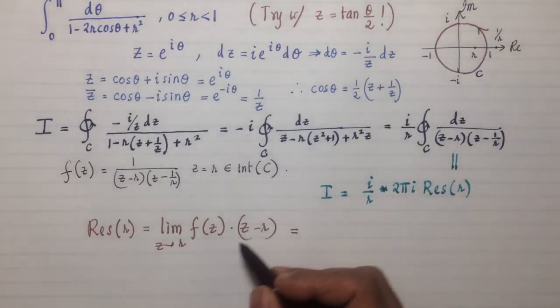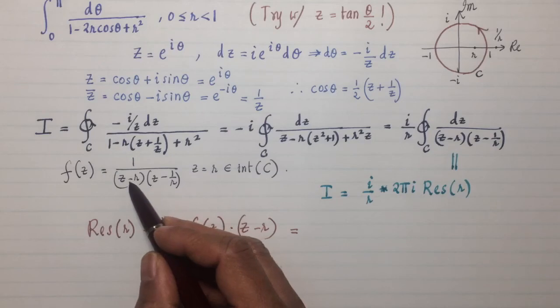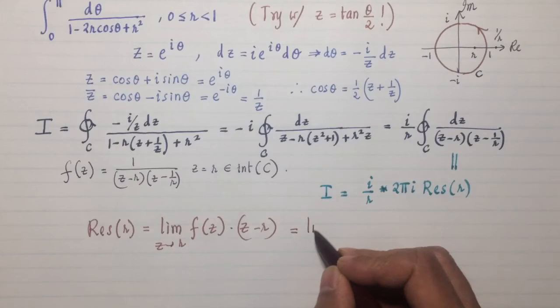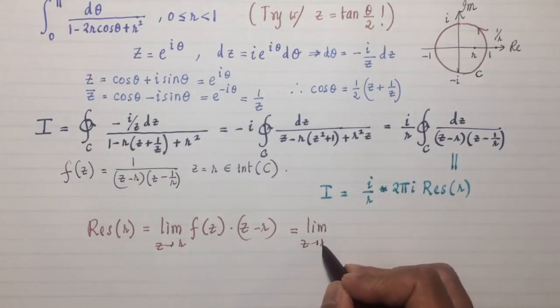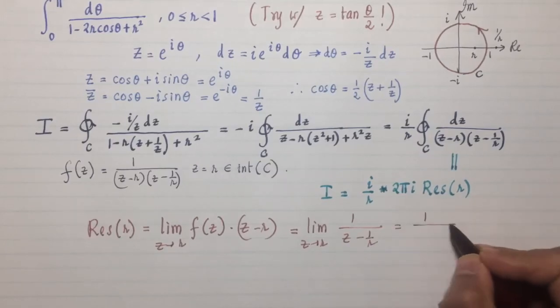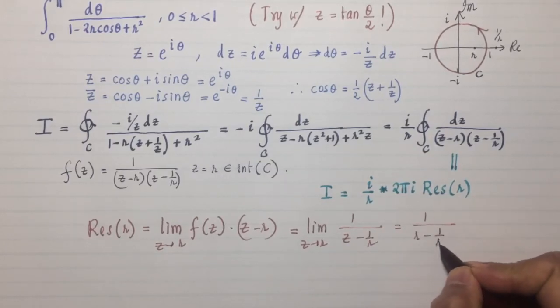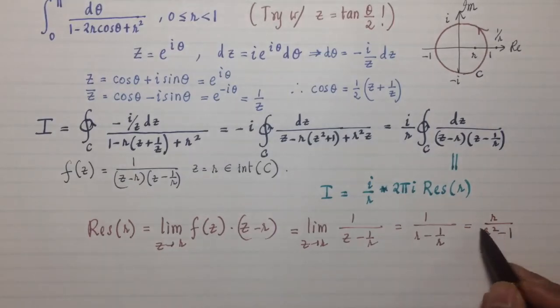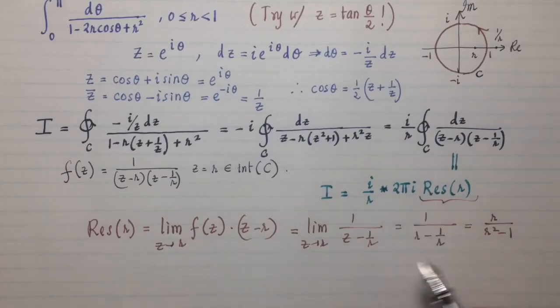So let's compute this. If I multiply f of z, which is this, by z minus r, I end up losing the z minus r factor, and I just have the limit as z goes to r of 1 over z minus 1 over r. So the answer is just 1 over r minus 1 over r. And so that's going to be r divided by r squared minus 1. Well, all of that is just the residue part. So let's compute the integral, which would be the product of the residue and everything else here.